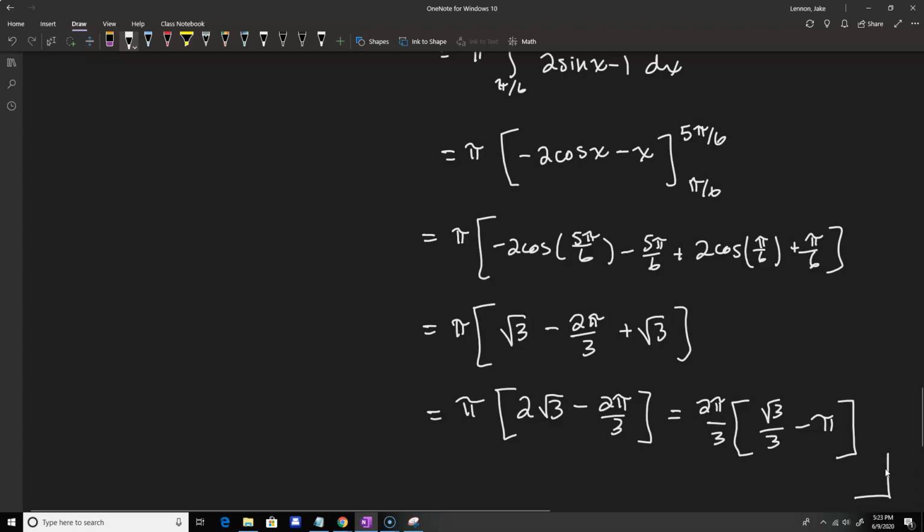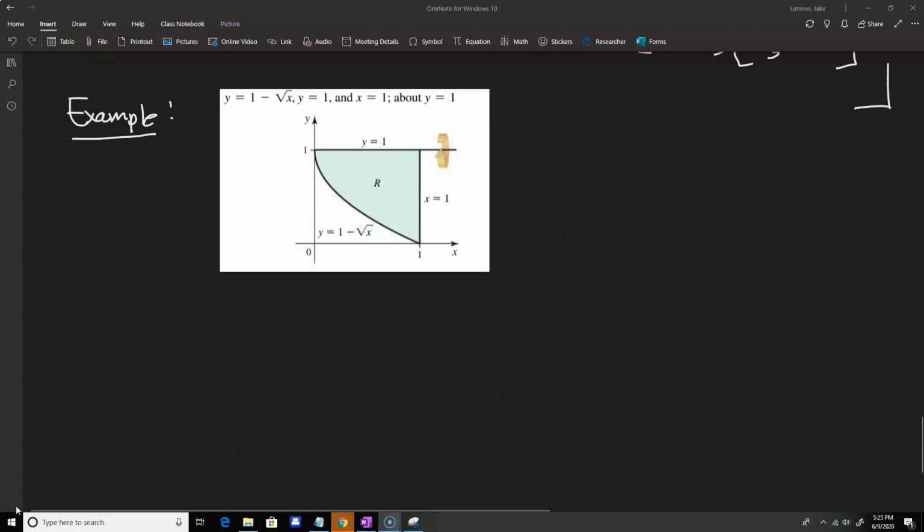So let's go ahead and do one more, and that will handle it for the disk method and washer method. So for our last example, we have another solid of revolution, but this time we are rotating about something that is not either the x-axis or the y-axis. We have something that's parallel to the x-axis. We're rotating about the line y equals 1.